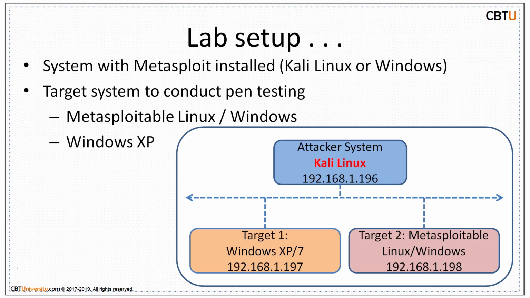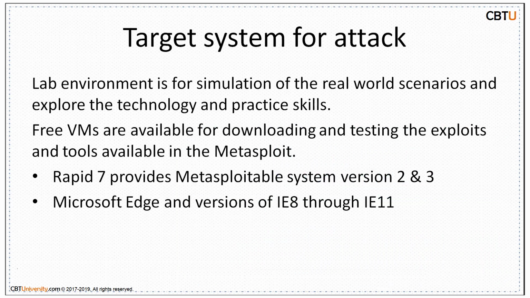We can have Metasploitable Linux system provided by Rapid7. Microsoft also provides Windows virtual machines for testing purposes. The target system is accessible over the LAN or accessible over the WAN, that is the Internet. The lab environment is for simulation of real world scenarios, to explore the technology and practice skills. Free virtual machines are available for downloading and testing the exploits and tools available in the Metasploit.